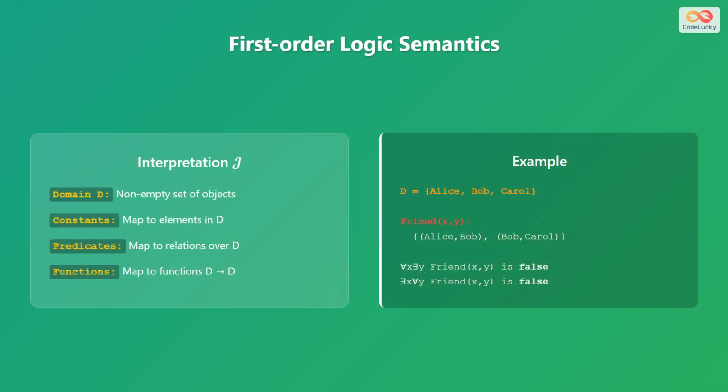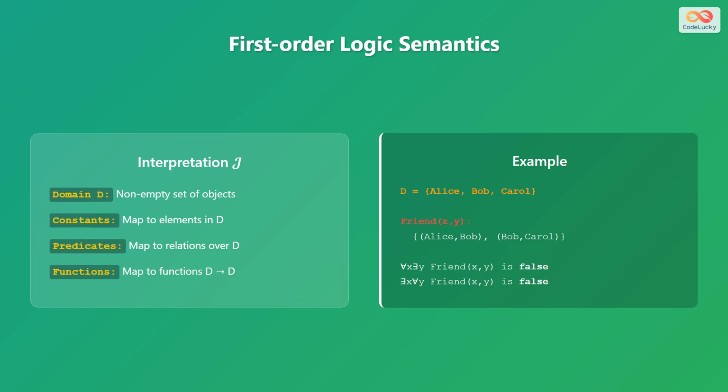Now let's discuss first-order logic semantics. An interpretation, denoted as capital I, involves a domain capital D, which is a non-empty set of objects. Constants map to elements in D. Predicates map to relations over D. Functions map to functions from D to D.